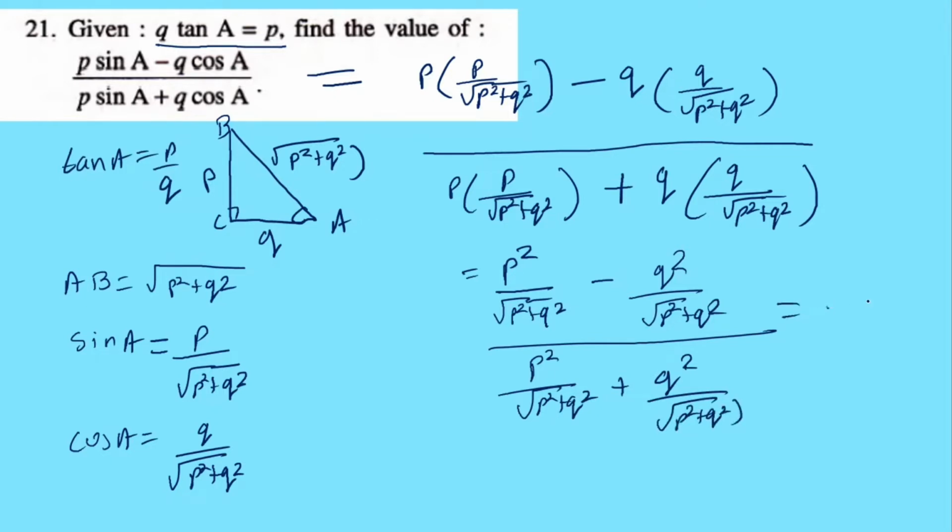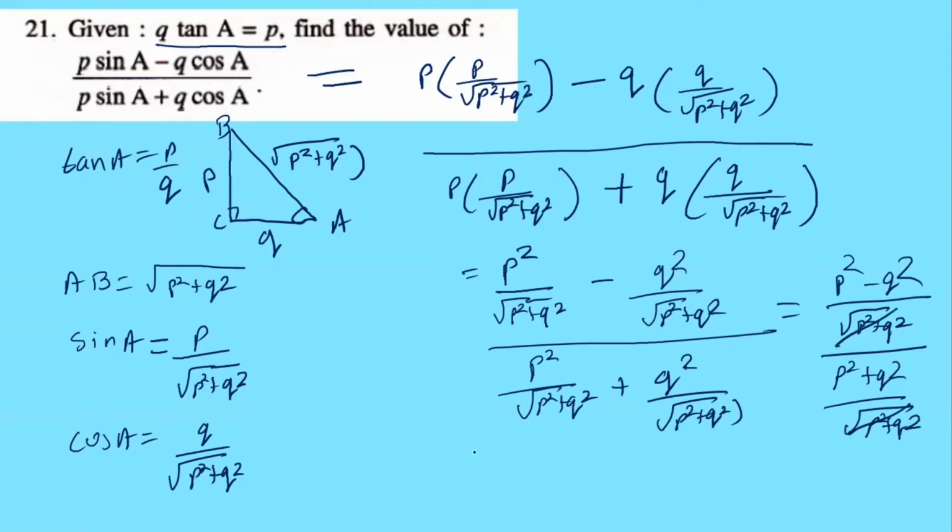Take LCM, the denominator is the same, we have root of P square plus Q square. Numerator we have P square minus Q square. Denominator again we have P square plus Q square upon square root of P square plus Q square. The root of P square plus Q square got cancelled. And our final answer is P square minus Q square upon P square plus Q square. We are done with question number 21.